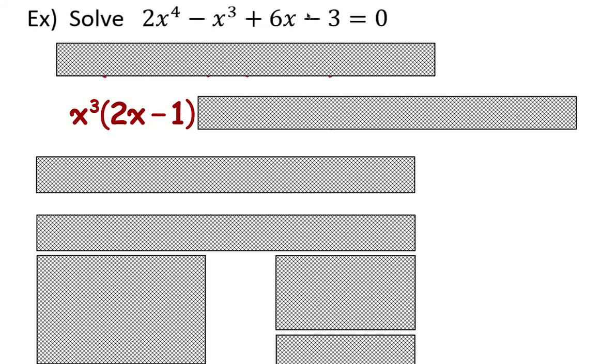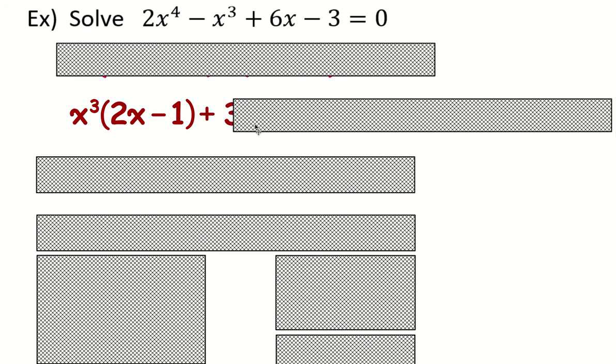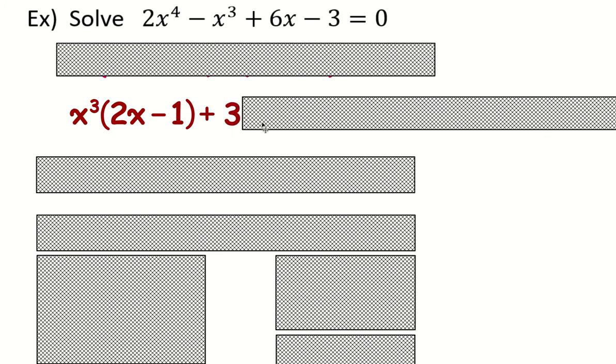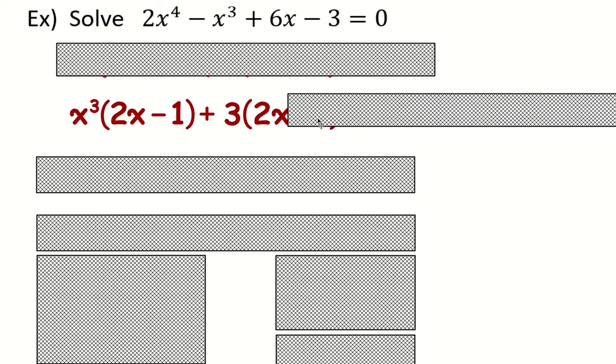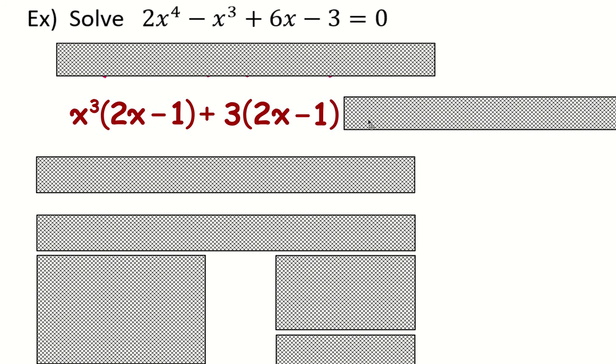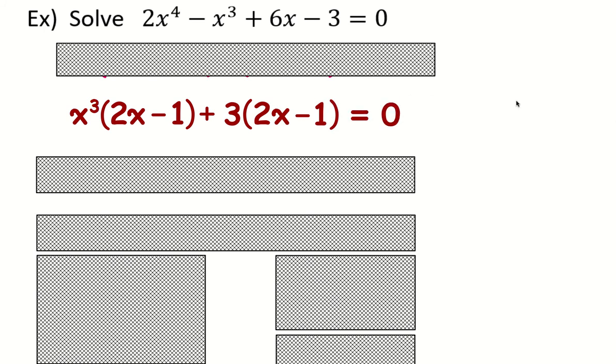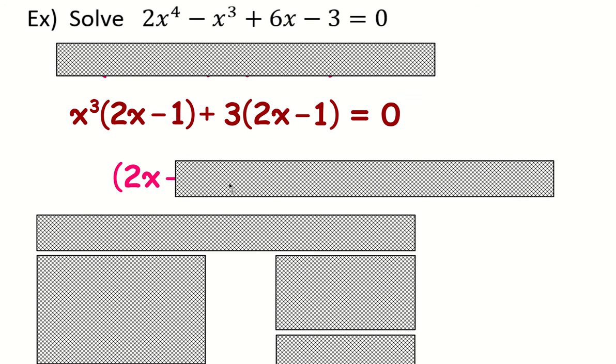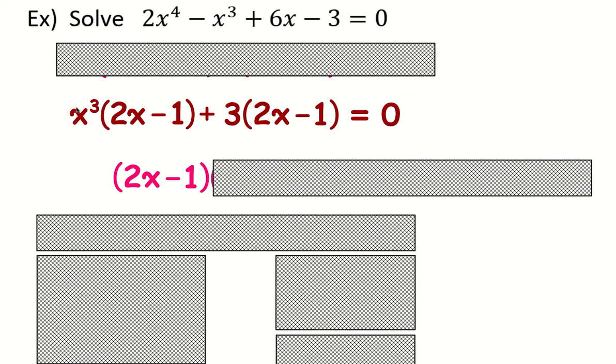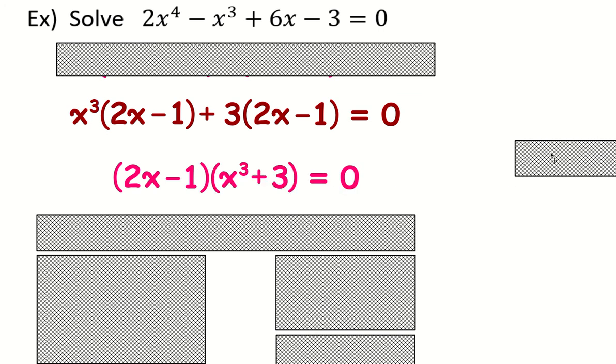Now, what's the GCF of 6x minus 3? The other two terms. What's the GCF? Wouldn't it be 3? So you take out a GCF of 3, and look what's left over: 2x minus 1. Exactly what we needed. So now your final factoring is going to be this bubble, 2x minus 1, and then the other bubble is going to be x cubed plus 3.